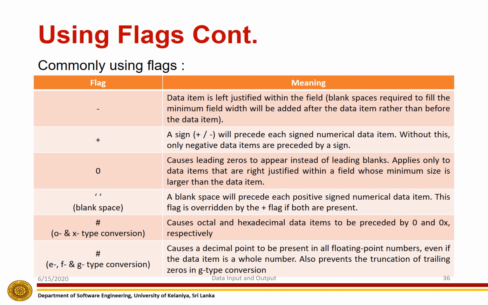And then again hash, for e, f and g type conversions. It causes a decimal point to be present in all floating point numbers even if the data item is a whole number. It also prevents the truncation of trailing zeros in g type conversion. You will easily understand these things when you are doing practicals.